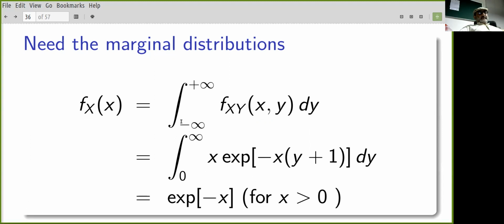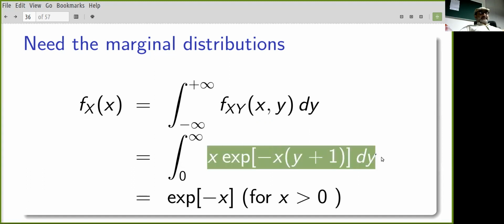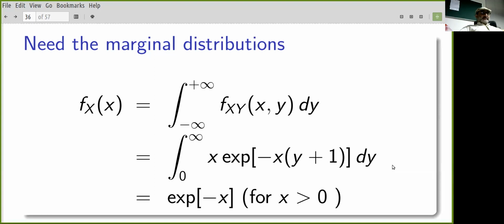When you're integrating from minus infinity to 0, you're just integrating zeros, so we don't worry about that part. We only need to integrate from 0 to infinity. And on the integral from 0 to infinity, the joint PDF has this form: x exponential minus x(y plus 1). Integrate out the y. That will leave you only with the marginal for x. Okay. That turns out to be equal to the exponential of minus x.